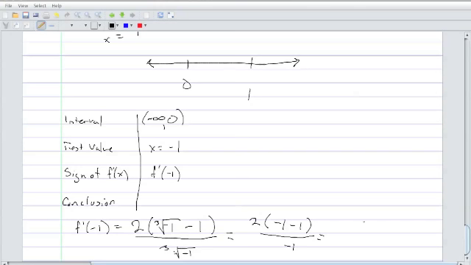So that's minus 4 over minus 1, which is a positive 4. So f prime of negative 1 is positive. So our original function is increasing over this interval. If we look at from 0 to 1, we can choose something like x equals a half. We need to look at f prime of a half.